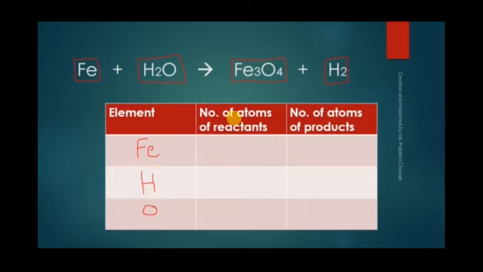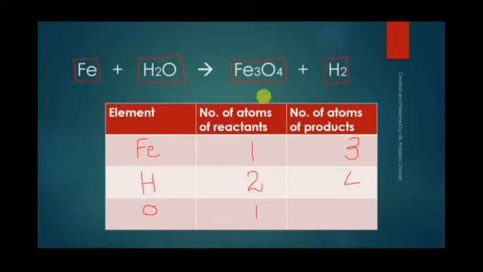Let us now go to our second column, number of atoms of reactants. Yes, so for Fe, no number is written. So I hope you all remember when no number is written, we write 1. Brilliant. For hydrogen, again in the reactant side, it is H2. So we write 2 for hydrogen. And for oxygen, it is no number again. So we write 1. Brilliant. Now let us proceed to the product side. Fe3. So for Fe in the product side, it is 3. Brilliant. O4. So it is 4.